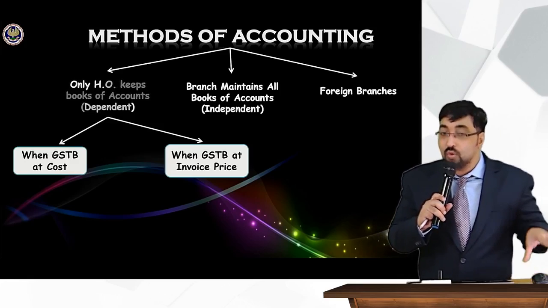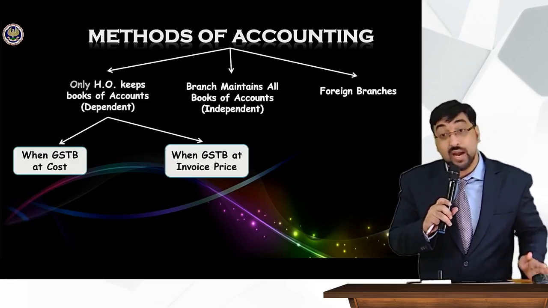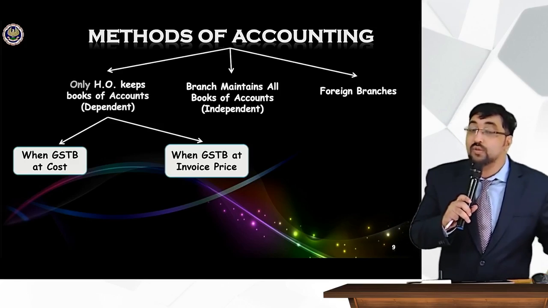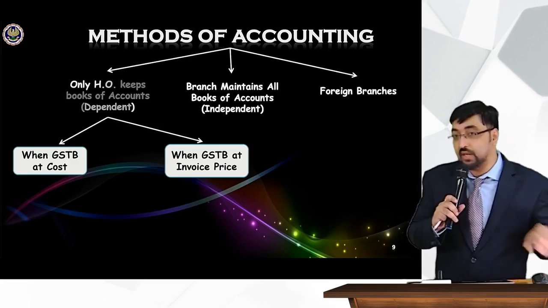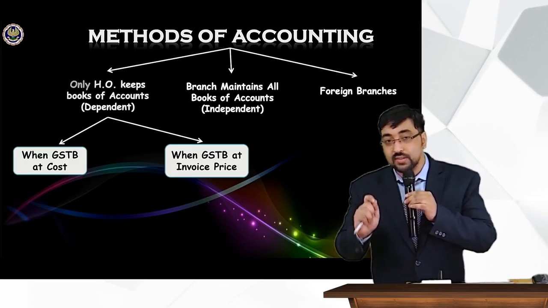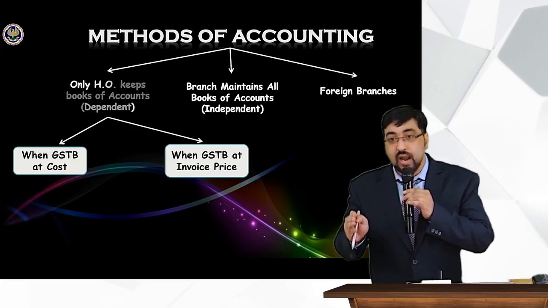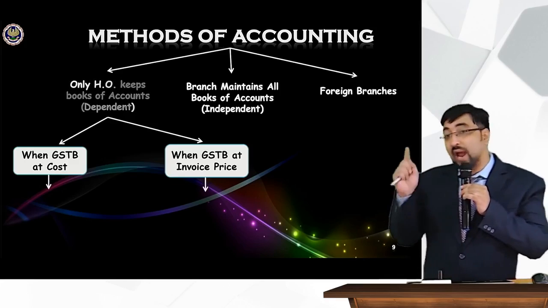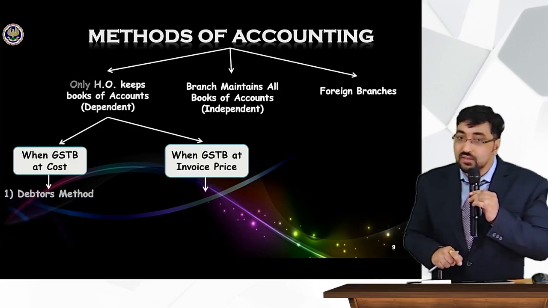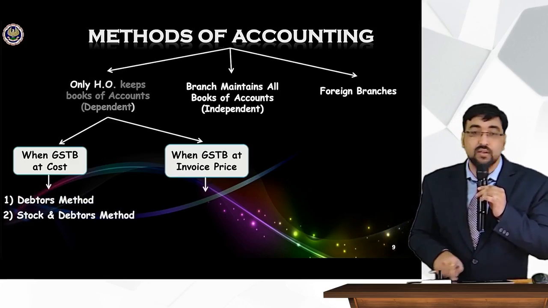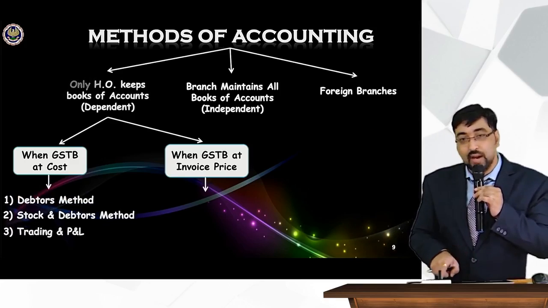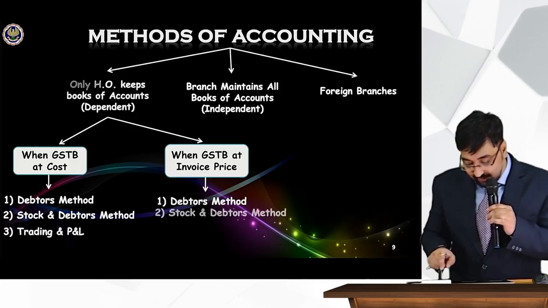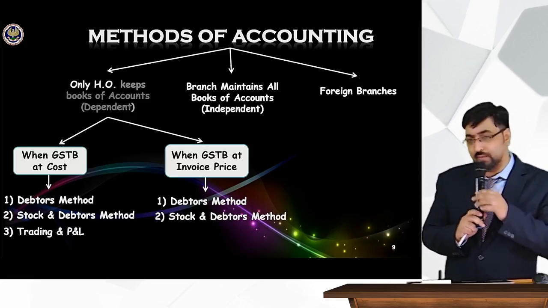If there is no complication, it is goods sent to the branch at cost. But you have to calculate unrealized profit in case of goods sent to the branch at invoice price. So friends, I hope you are clear with the concept of why goods are sent to the branch at cost and why goods are sent to the branch at invoice price. For goods sent to the branch at cost, we have three methods: one is the debtors method, the second is the stock and debtors method, and the third is the trading and P&L method. And for goods sent to the branch at invoice price, we have only two methods: the debtors method and the stock and debtors method.